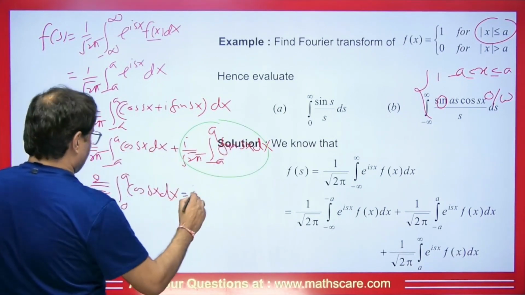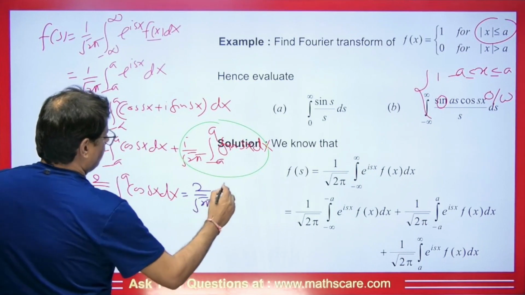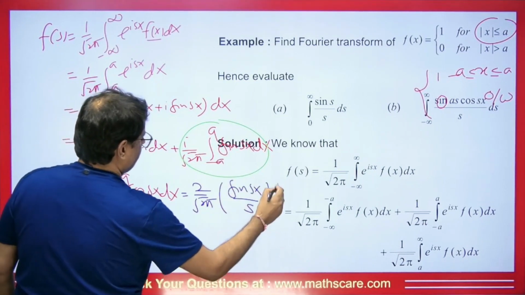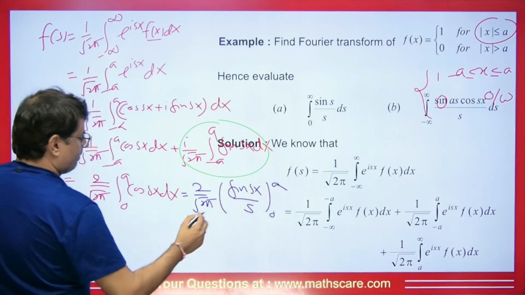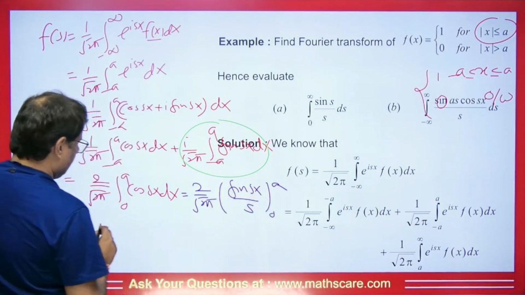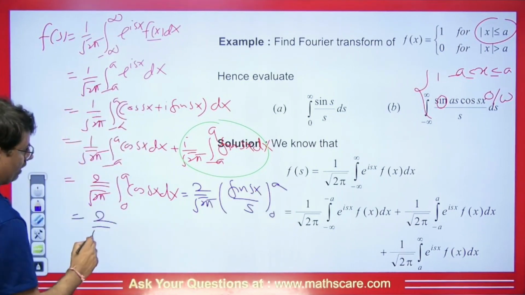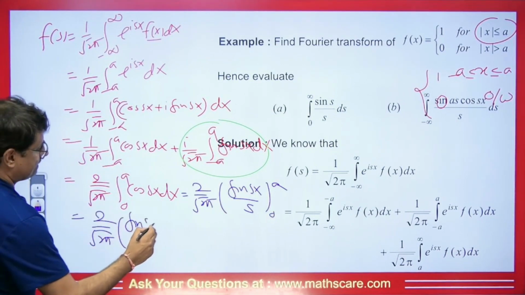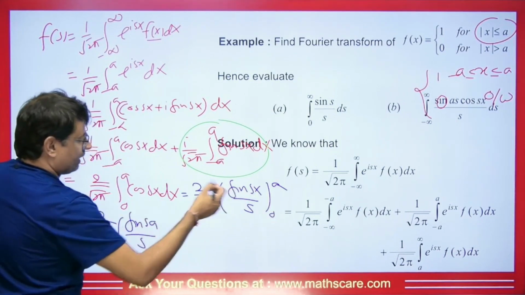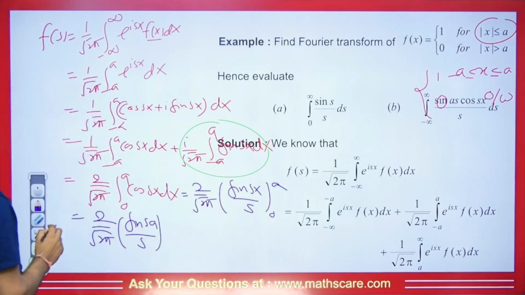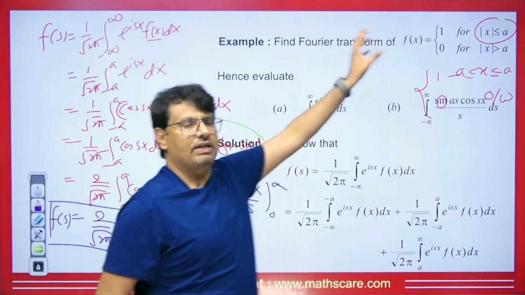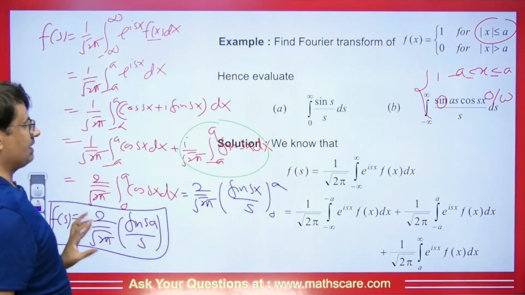Now, we will do its integration. When we integrate it, it will be 2 upon under root 2 pi, and the integration of cosine will be sine, so it will be sin sx upon s, with limit 0 to a. Wherever it is x, we will put a in place of x. We will get the value as 2 upon under root 2 pi times sin sa upon s, and when we put 0, the sine of 0 will be 0. So this is what we got as its Fourier transform. If you are asked what is the Fourier transform of this example, then this value will be its Fourier transform. We will get its answer.